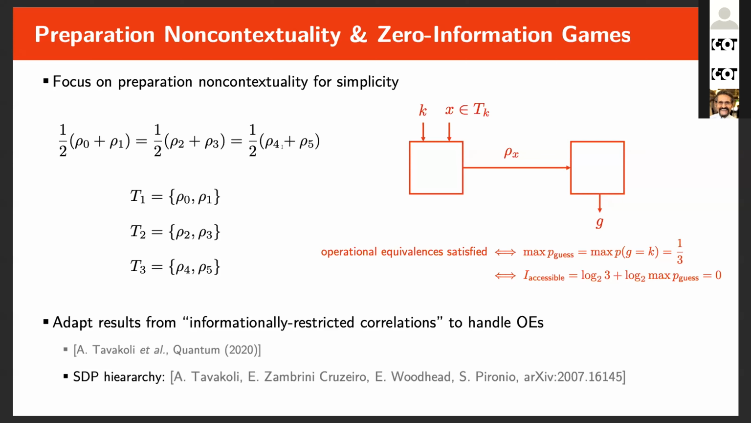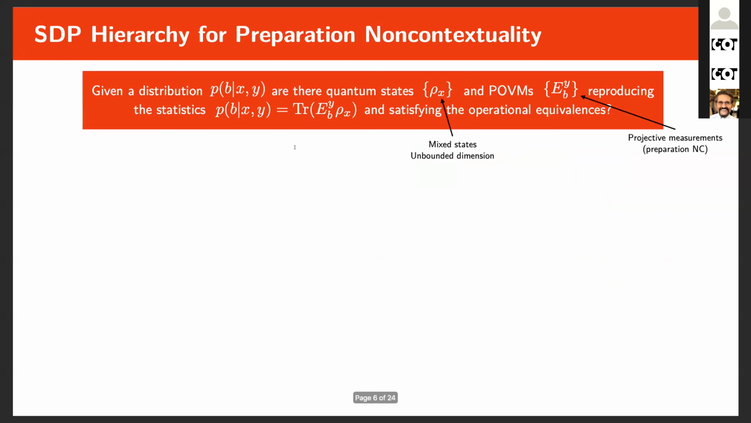And in particular, there was a hierarchy formulated for this recently. So I'll try and give a very brief idea of the intuition of how the hierarchy works. I guess the full details are very technical, you have to look at the paper. But just to recall the question, what we're looking at is, say, given some probability distribution that's fixed, we want to know, are there some states and measurements that reproduce those statistics and satisfy the operational equivalences?